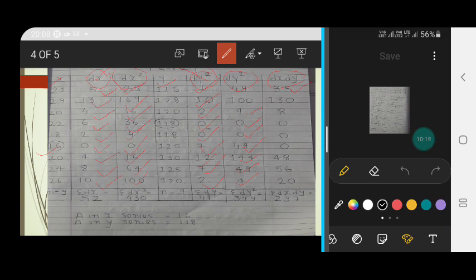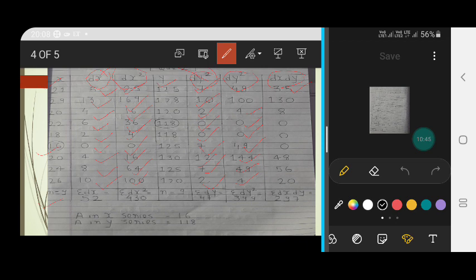So in case of x, we don't have to make the summation of this value, we just have to simply count the number of items. Here we have calculated the number of items and we have got n equals 9. So we have written n equals 9. Then we have the dx column. What do we have to do in the dx column? In the dx column we have to make the summation of all these values so that we can get summation dx.